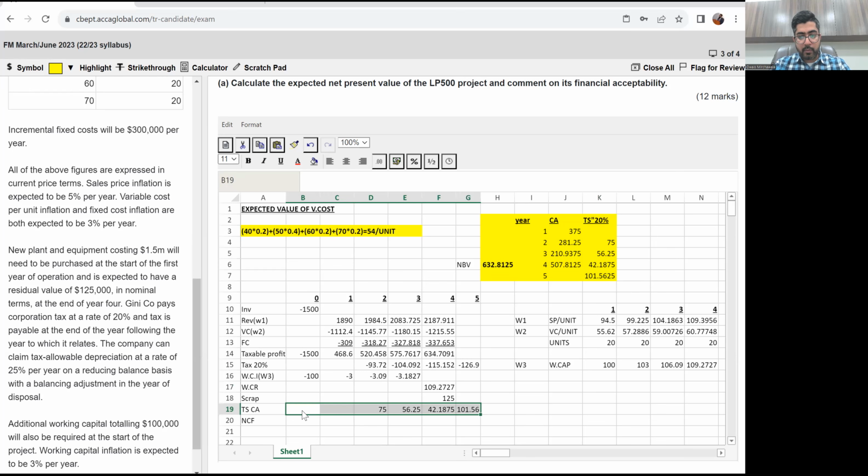So we will net it all to get the net cash flows. Net cash flows will be the sum of all these cash flows from B14 to B19. And you can drag it.